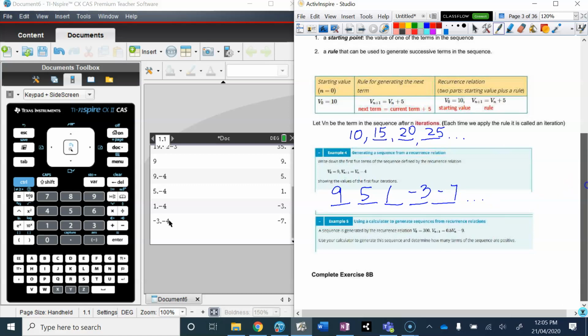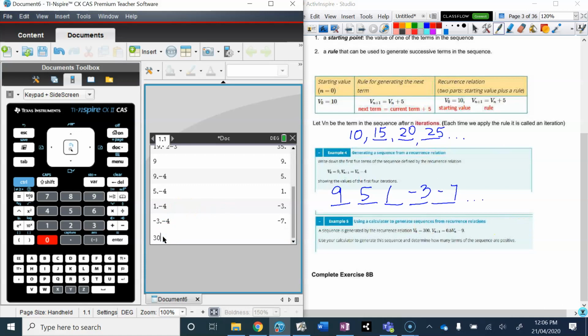So example 5 is just a slightly different way of asking a similar kind of question. So it tells us a sequence is generated by the recurrence relation V0 equals 300. So 300 is the starting point. Vn+1, so to get the next term, I multiply the current term by a half, and then I subtract 9. So doing that in the calculator, if your starting term is 300 and enter, my rule is now multiply by a half, so multiply by 0.5, subtract 9.